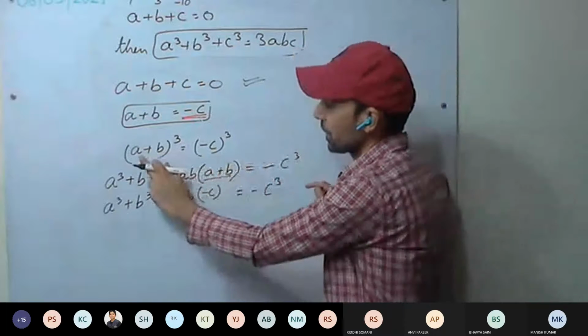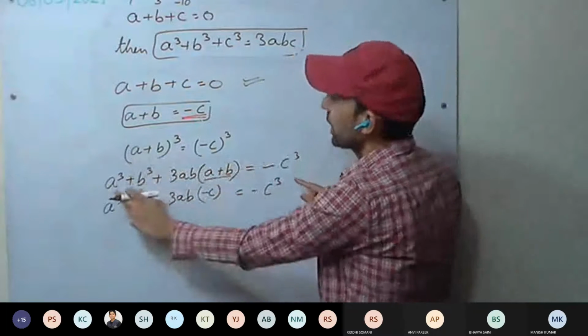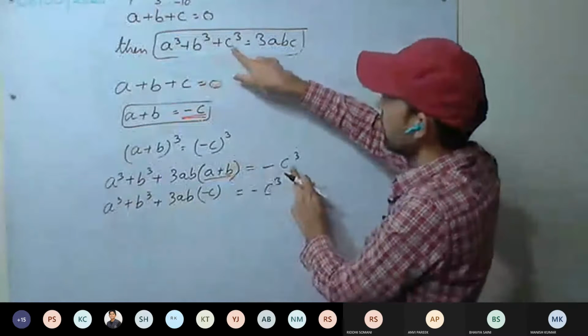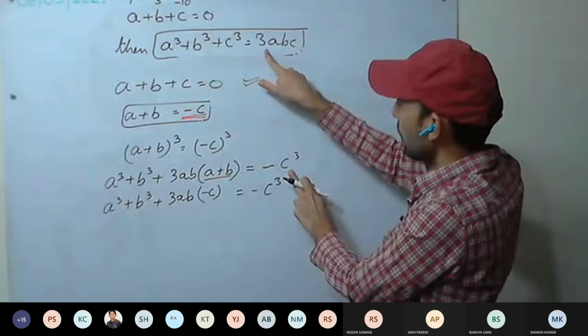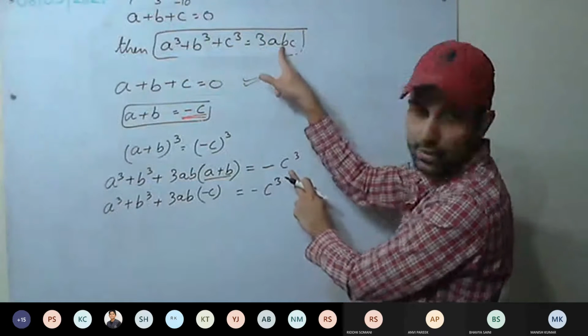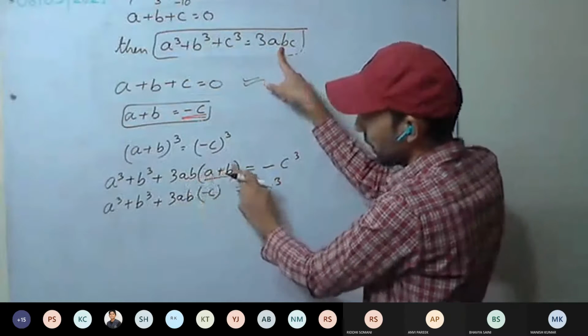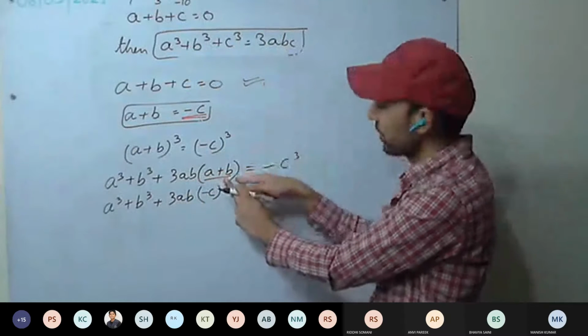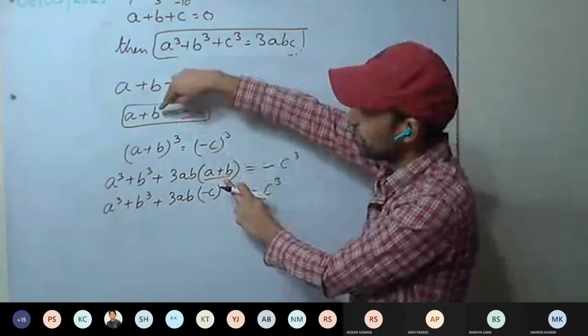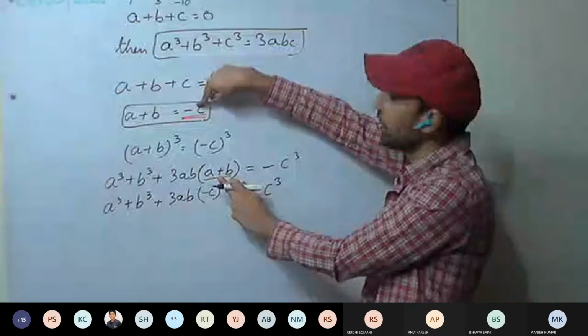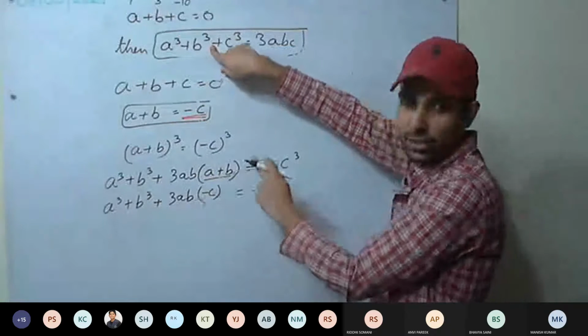You can see the question as well. If we expand this one, a cube we have got, b cube we have got, c cube here we are having. But how are we going to get 3abc? It means ab we already have. We have to do something with this a plus b. And what can we do with a plus b? We already know a plus b equal to minus c, so from here we'll put it here. We have to get this, and how can we reach there?